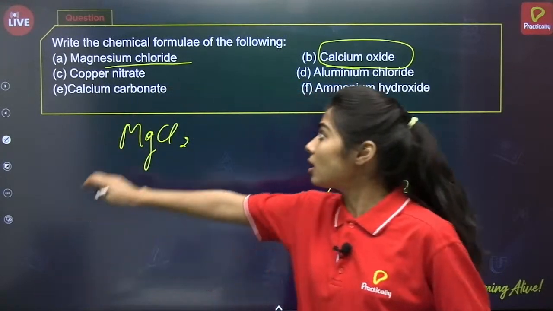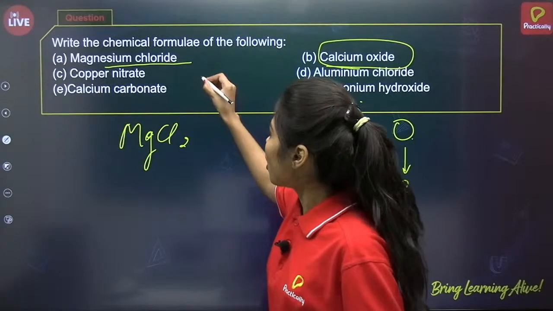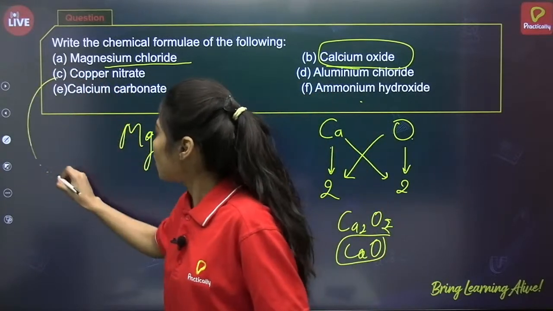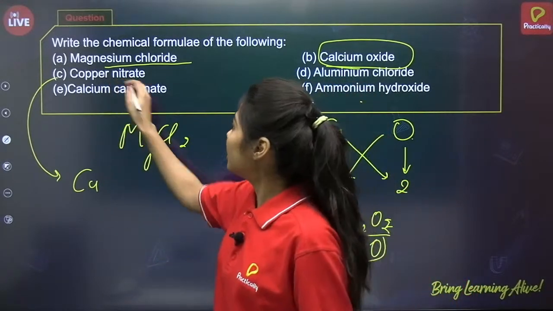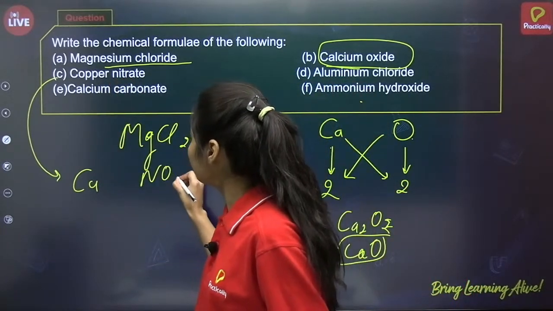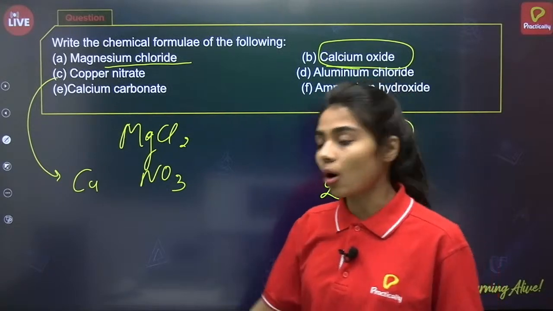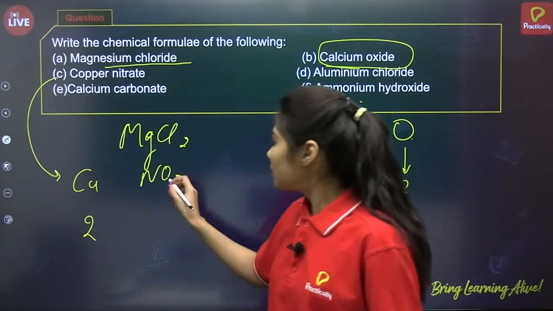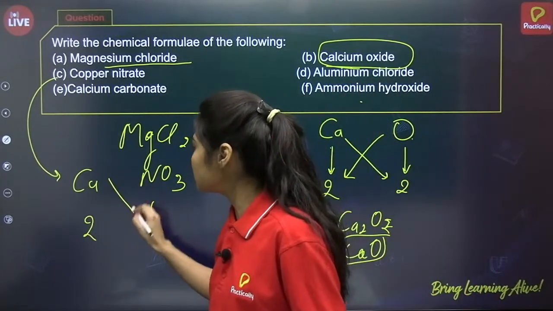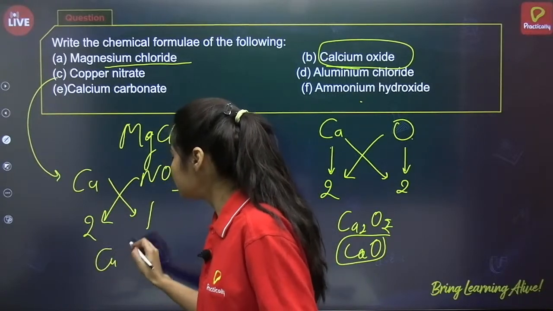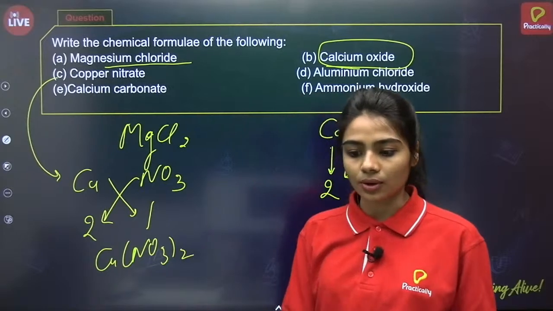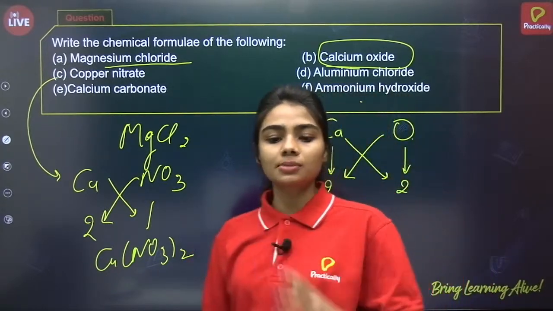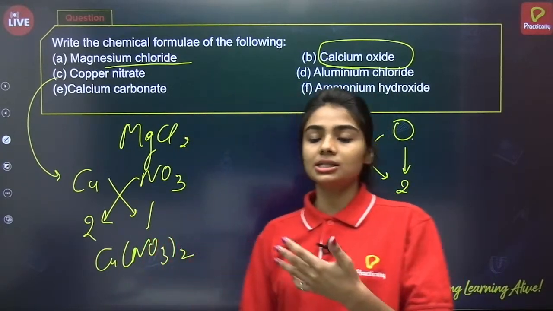Now if I talk about copper nitrate. Copper symbol is Cu, capital C, small u. Then nitrate, NO3. What will be the valency of copper? That is 2. Nitrate 1. Cross multiply it. What will you get? Cu(NO3)2. Just cross multiply. You need to remember these valencies.